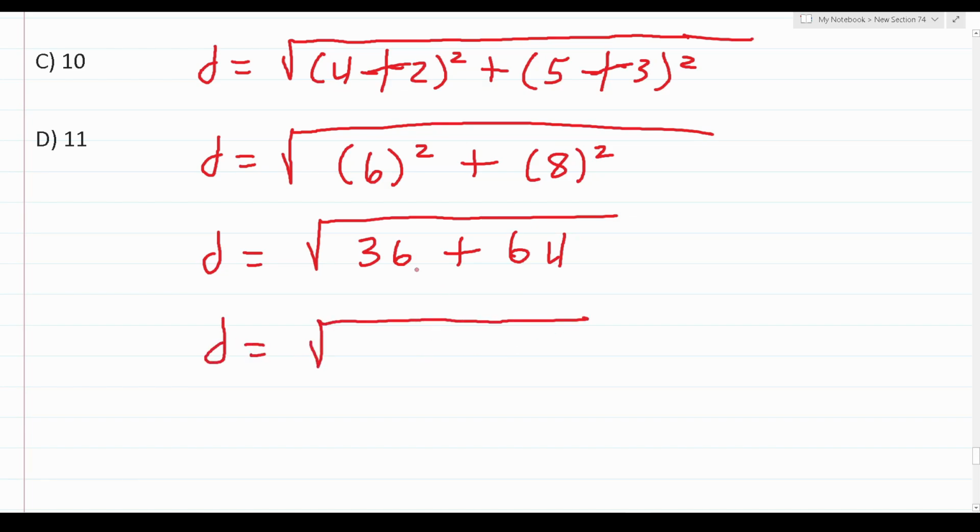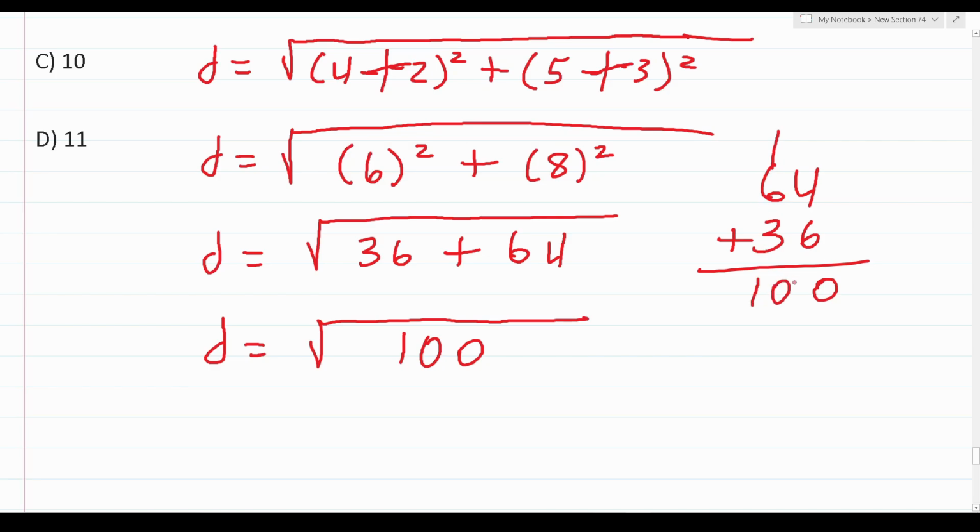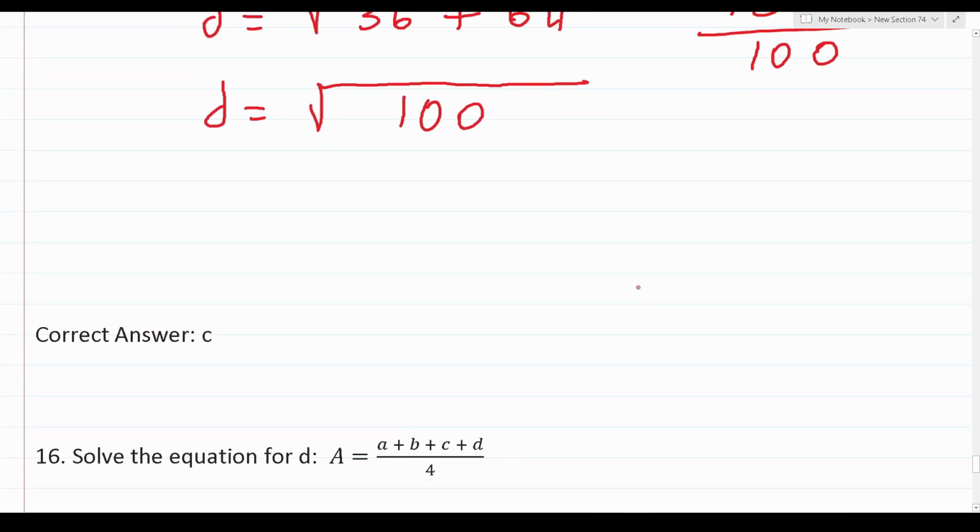All right, and from experience, I know 36 plus 64 is 100. That said, you may have had to work that off to the side, which is fine. Let's go ahead and do that now. 64 plus 36. 4 plus 6 is 10, so we bring down a 0 and carry a 1. 6 plus 3 is 9 plus 1 is 10. And what is the square root of 100? That's going to be 10.